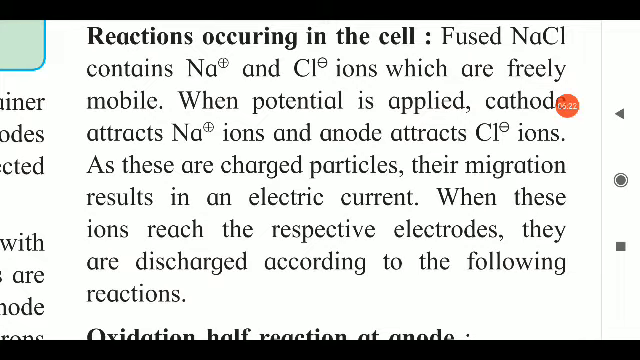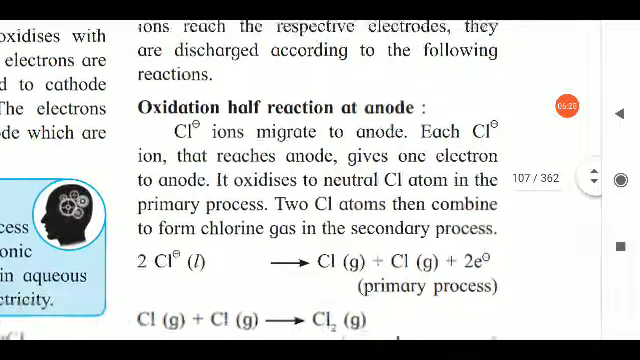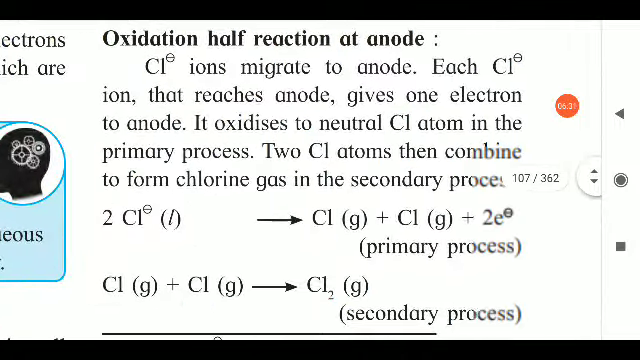When these ions reach the respective electrodes, they are discharged according to the following reactions. Now that reaction students we are going to look at in detail. Oxidation half reaction at anode, first of all we are going to see in detail. Cl minus ions migrate to anode. Each Cl minus ion that reaches anode gives an electron to the anode. Now students, you already know anode is having positive terminal, and towards that anode Cl minus ions are migrated, and each Cl minus ion that reaches the anode gives one electron to the anode.